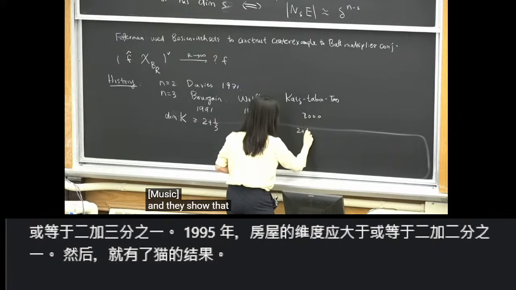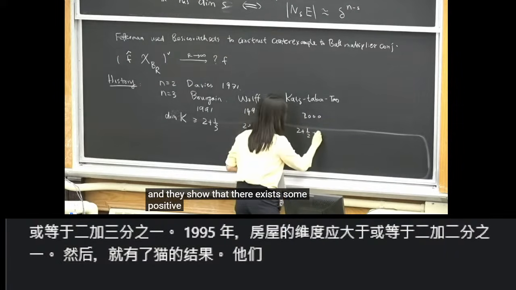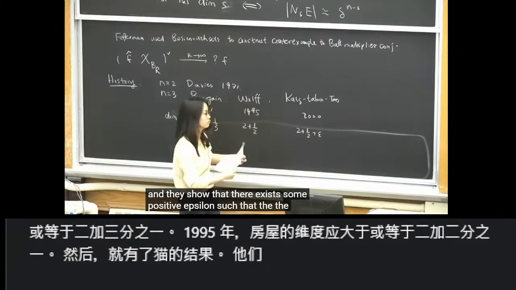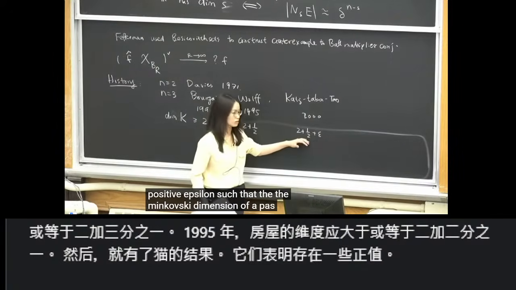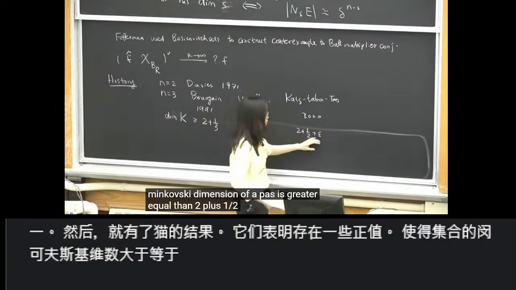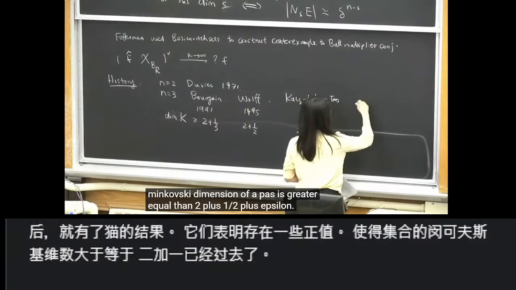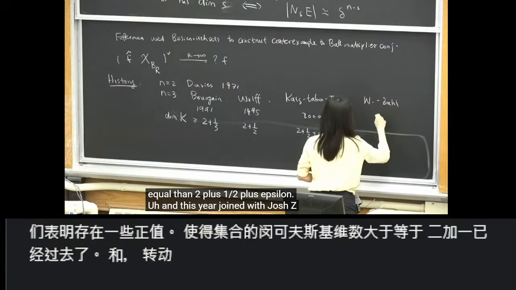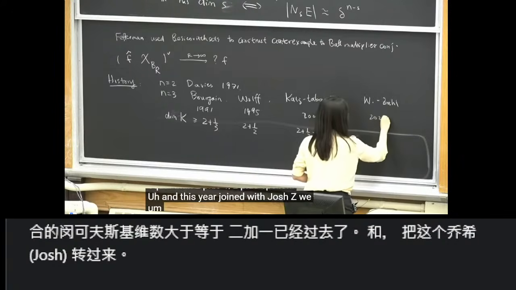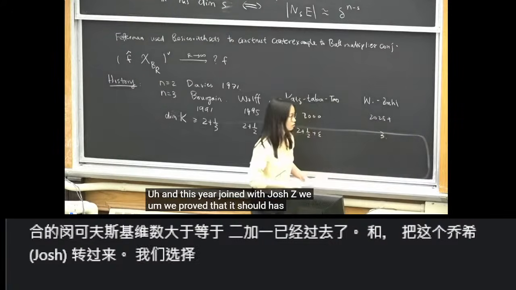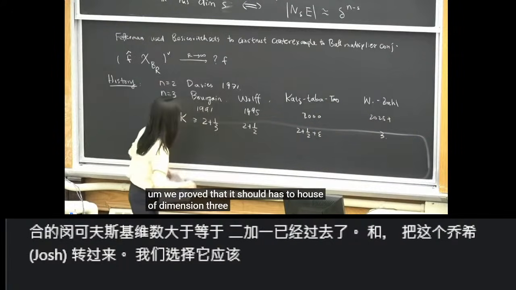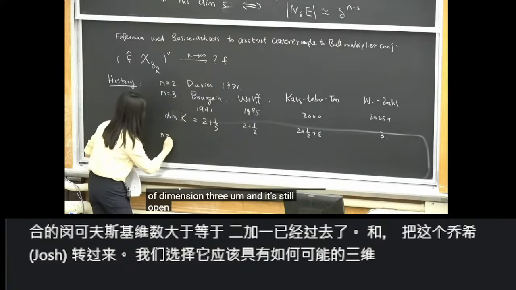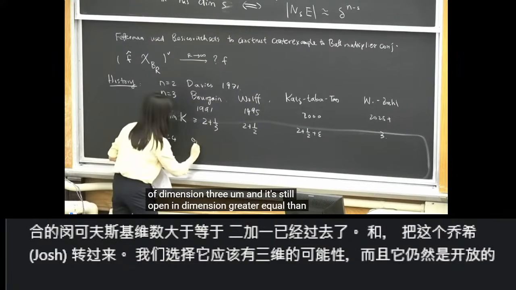They show that there exists some positive epsilon such that the Minkowski dimension of a Kakeya set is greater than or equal to 2 plus 1/2 plus epsilon. And this year, joint with Josh Zahl, we proved that it should have Hausdorff dimension 3. And it's still open in dimension greater than or equal to 4.